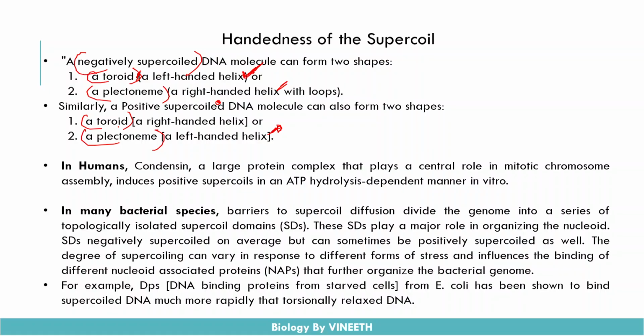And if you look at the nucleoid associated proteins, some are called DPs. DPs are nothing but the DNA binding proteins from starved cells, which are observed in E. coli cells. They have been shown to bind supercoiled DNA much more rapidly than torsionally relaxed DNA. So they bind to the supercoiled DNA and readily compact it, to make the DNA fit in the bacterial cells.